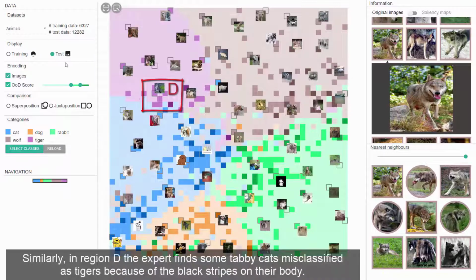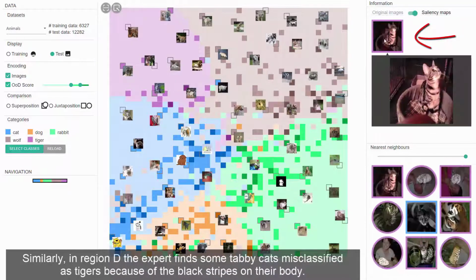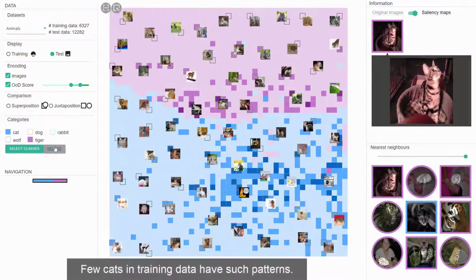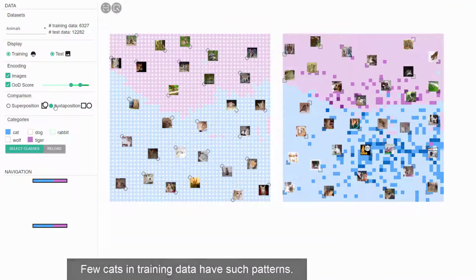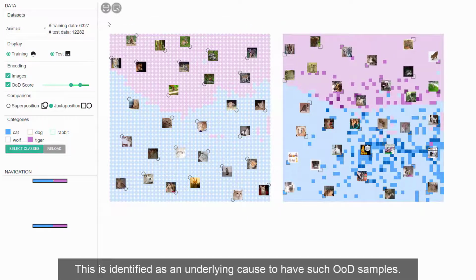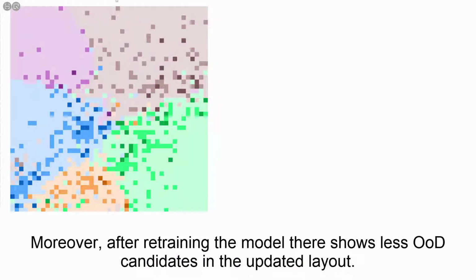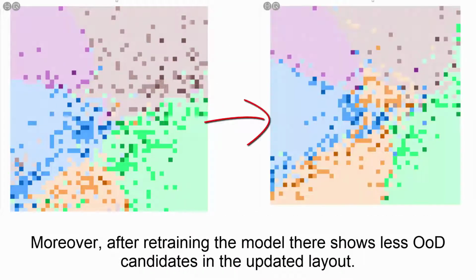Similarly, in region D, the expert finds some tabby cats misclassified as tigers because of the black straps on their body. Few cats in training data have such patterns. This is identified as an underlying cause to have such OOD samples. To mitigate the problems of OOD samples, we successively add the corresponding missing images to training data and get accuracy increases. Moreover, after retraining the model, there should be fewer OOD candidates in the updated layout.